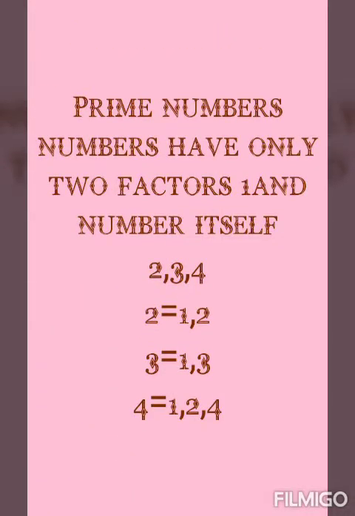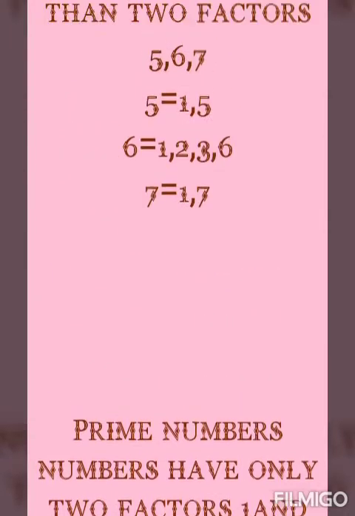Now students, what are prime numbers? The numbers that have only two factors, 1 and the number itself, are known as prime numbers. 2 and 3 have only two factors, so these are prime numbers, but 4 has more than 2 factors. So 4 is not a prime number, because 4 can be divided by 2 and the factors of 4 are 1, 2 and 4. It means these factors are more than 2. So 4 is not a prime number.